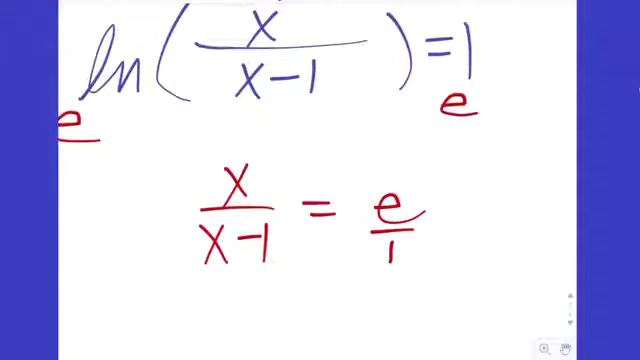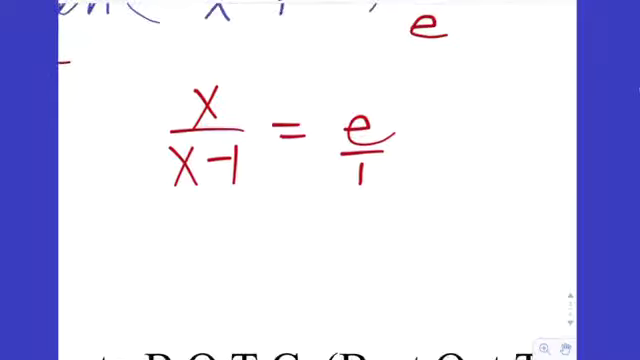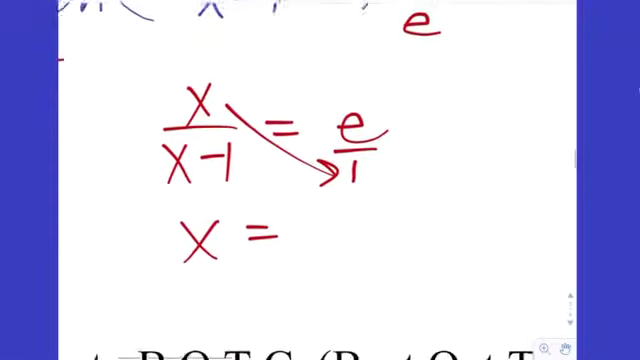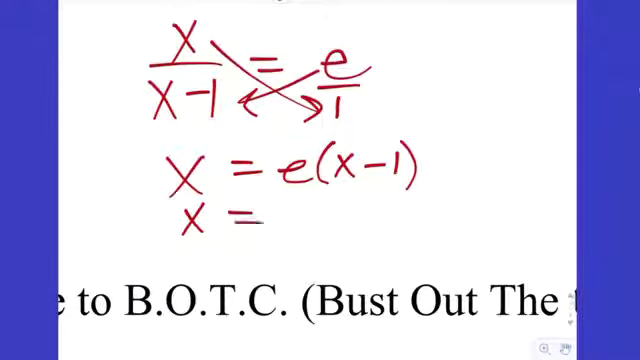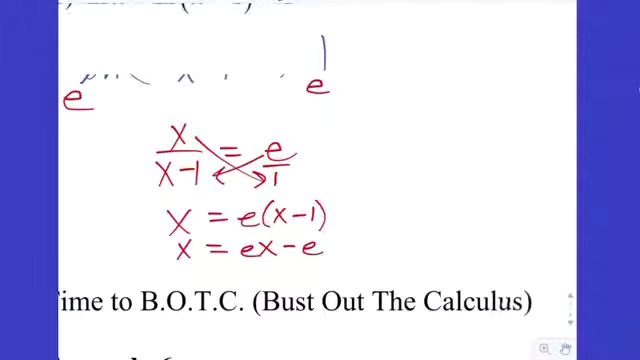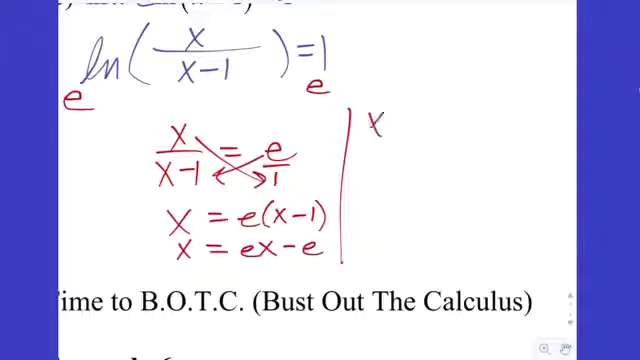If I put that over 1, would that help? We have a proportion now. Cross multiply would work. x times 1 is x equals e times the quantity x minus 1, which is e times x minus 1. If you distribute now, you get x equals e times x minus e. And now I got to get my x terms together. So if I subtract e times x, I get x minus e times x equals negative e.